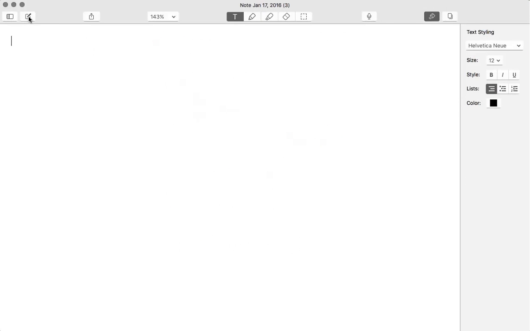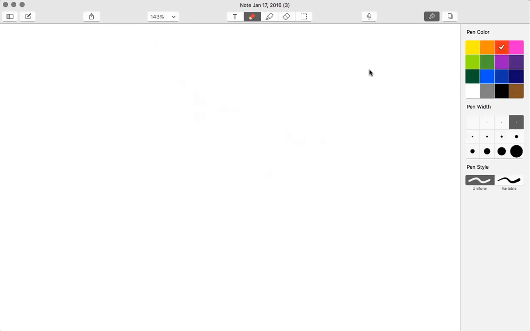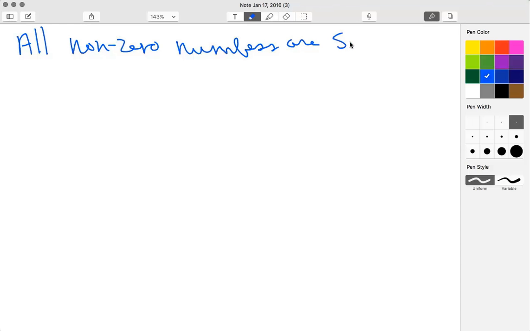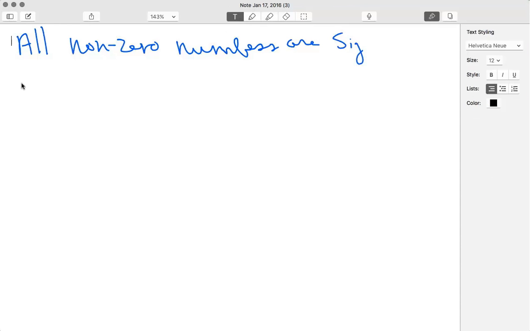So now I'm going to talk about the rules for determining significant figures. The first rule is that all non-zero numbers are significant. And I guess since I have a typewriter here, I'll just type this out too. I'll say that all non-zero numbers are significant. So some examples, please. Here we go.